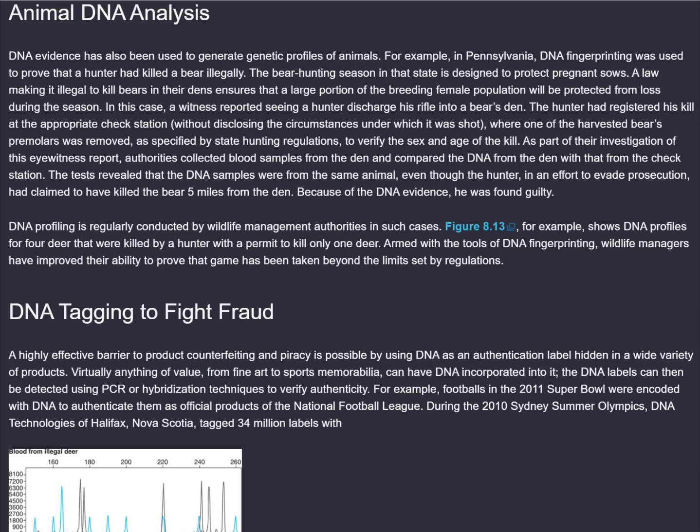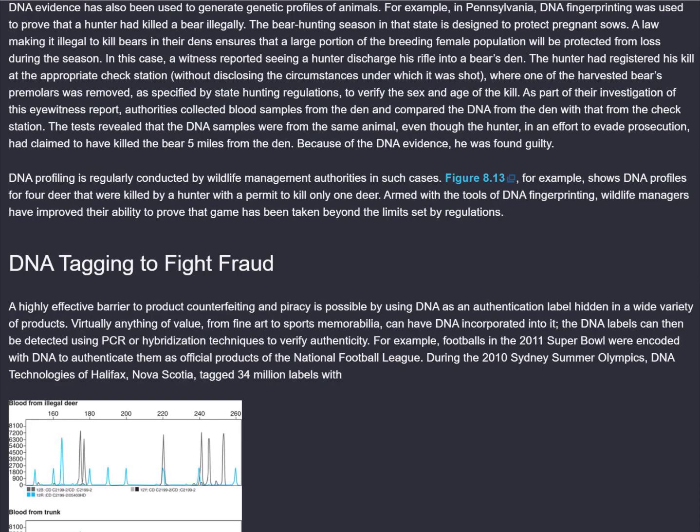Animal DNA analysis. DNA evidence has also been used to generate genetic profiles of animals. For example, in Pennsylvania, DNA fingerprinting was used to prove that a hunter had killed a bear illegally. The bear hunting season in that state is designed to protect pregnant sows. A law making it illegal to kill bears in their dens ensures that a large portion of the breeding female population will be protected from loss during the season.